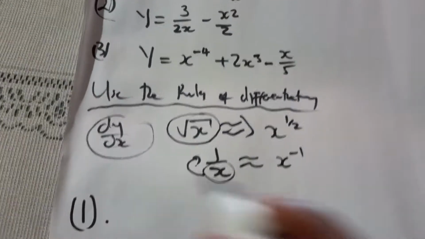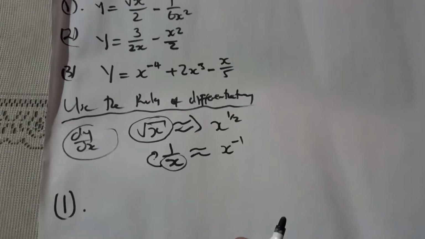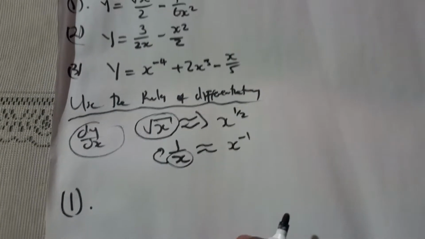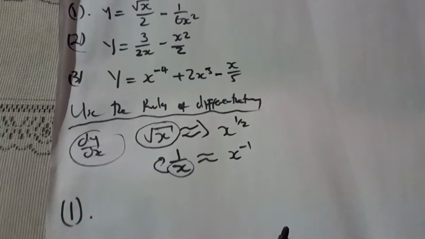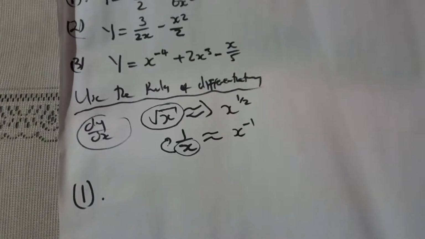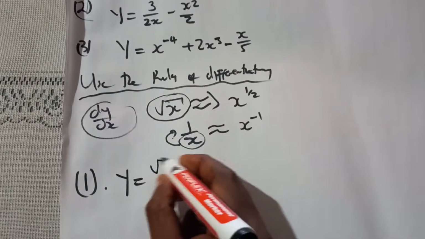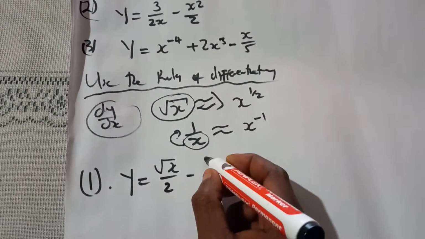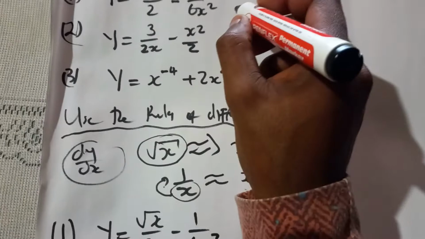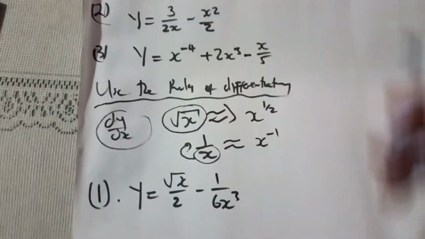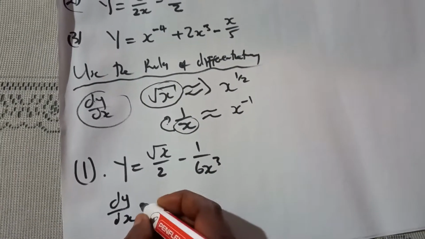So let's do 3 examples, then we'll talk another day. If you have any question with regards to any question paper, you can just comment there, so that I can also upload a video. Understand me? So we have y equals the square root of x over 2 minus 1 over x to the power of 3. It's 3, guys, not 2. Sorry, it's 3. So they say we differentiate y with respect to x.